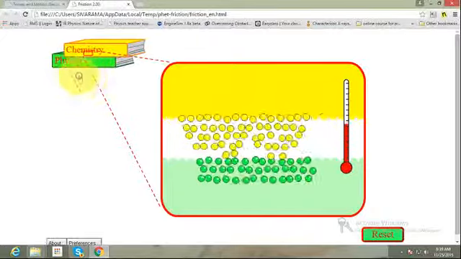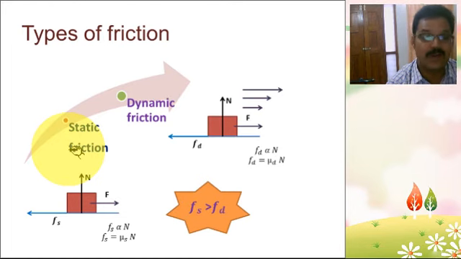Now see, types of friction. There are two types of friction: static friction and dynamic friction. What is static friction? Static friction is the friction that opposes the just started motion. What does it mean by just started motion? Let me explain you in more detail.